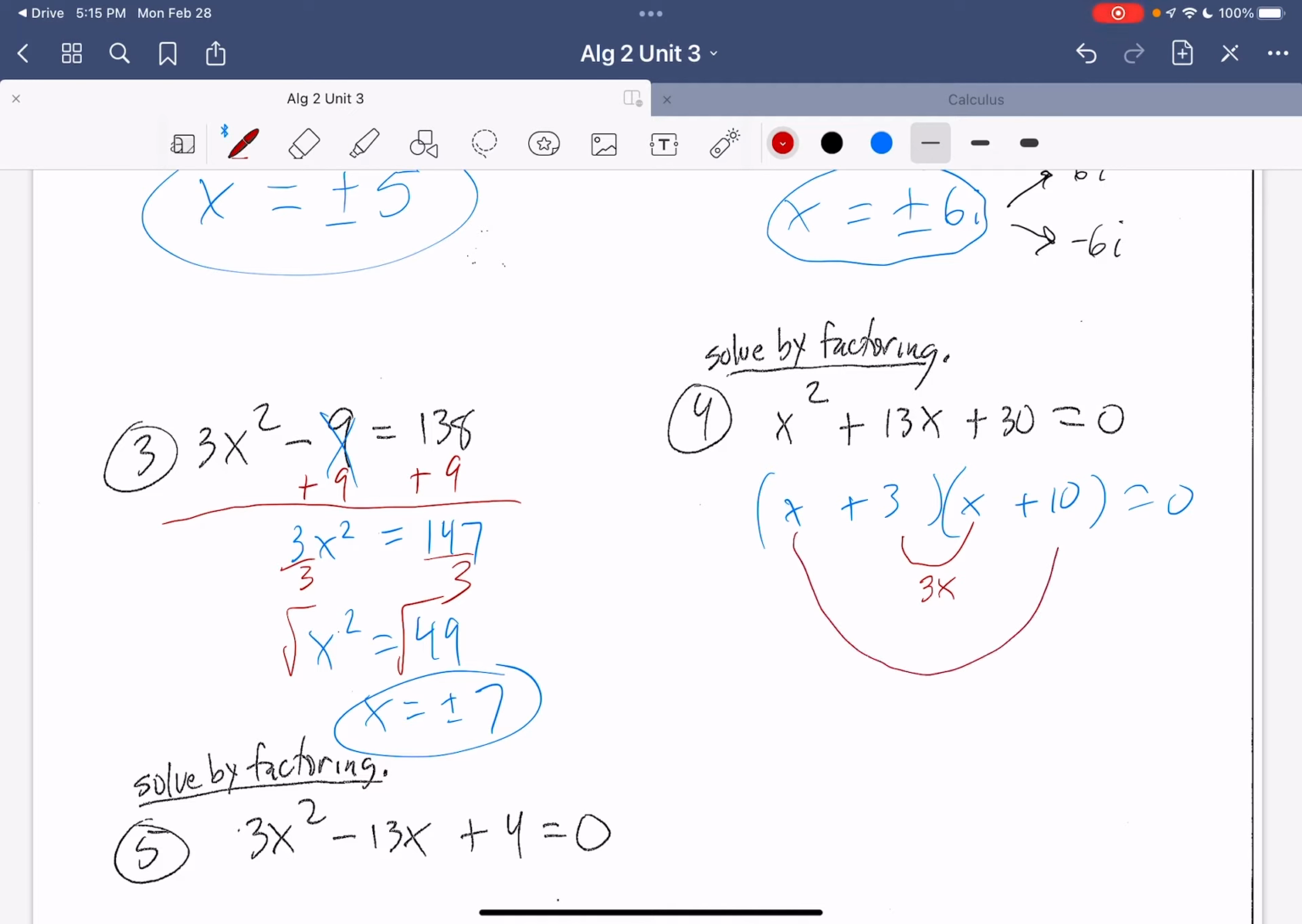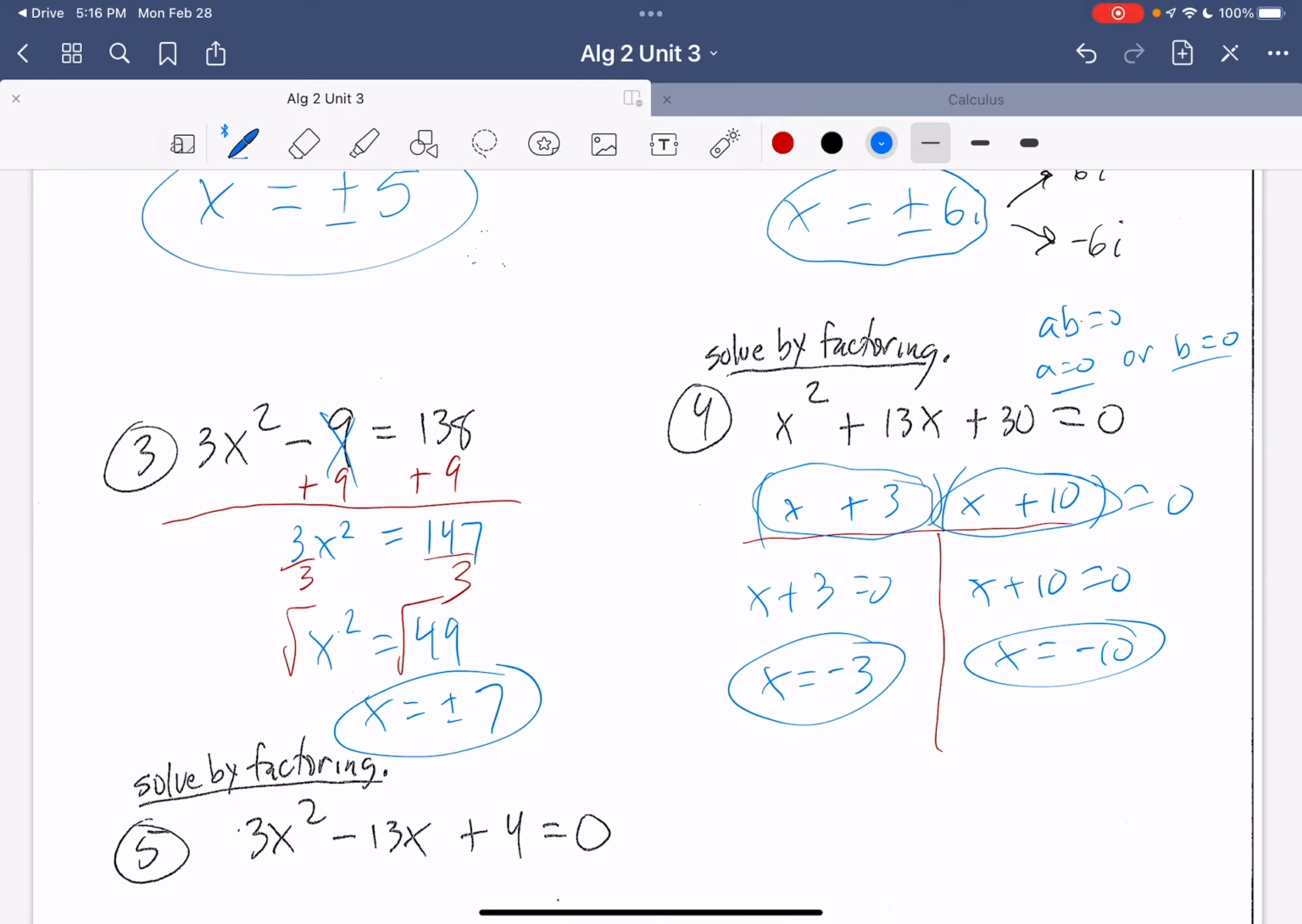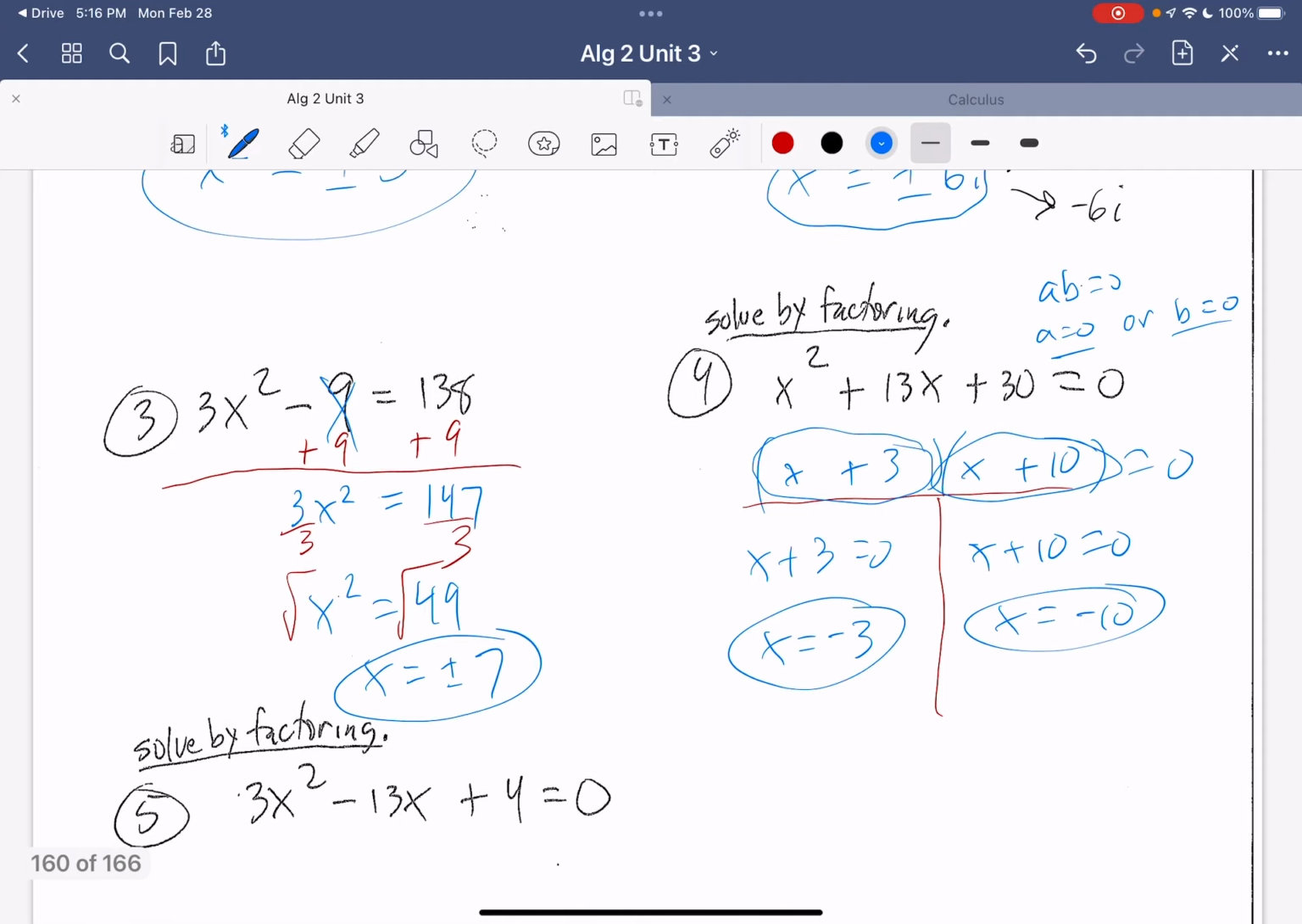You set each factor equal to 0. So I subtract the 3 over, and I get x is negative 3. That's one solution. And then x is negative 10. That's the second solution. So those make the sentence true, negative 3 or negative 10.